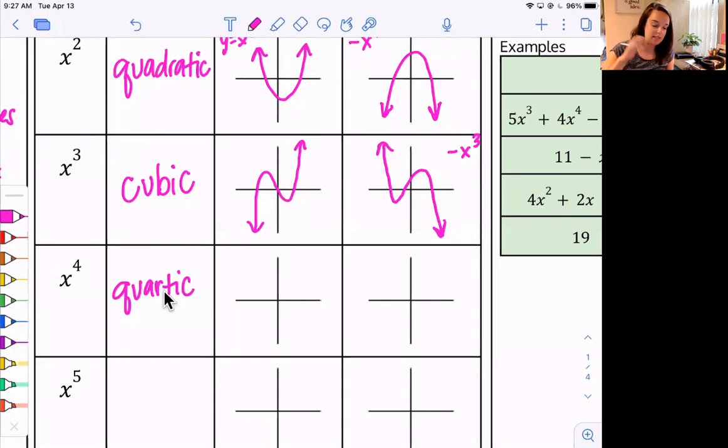And it has 4 parts. Positive one going up at the end, right? I need this to be going up at the end. So it goes 1, 2, 3, 4. It looks like a W. X to the 4th.